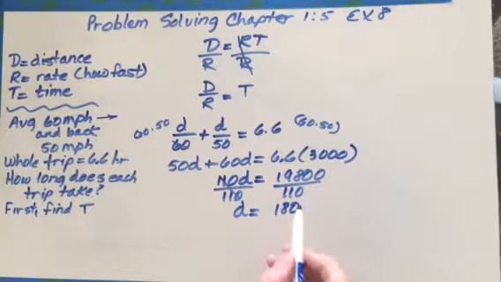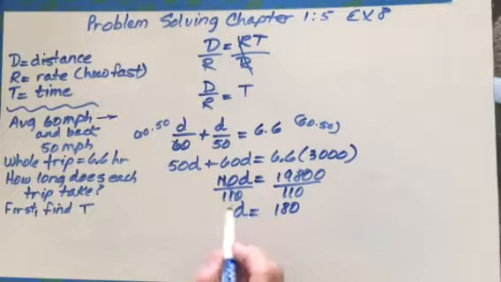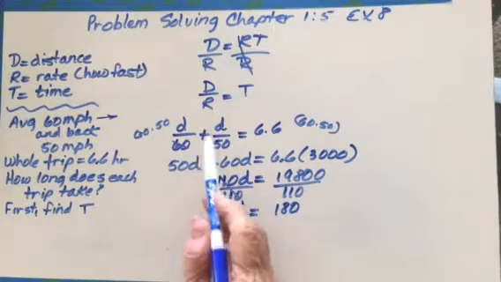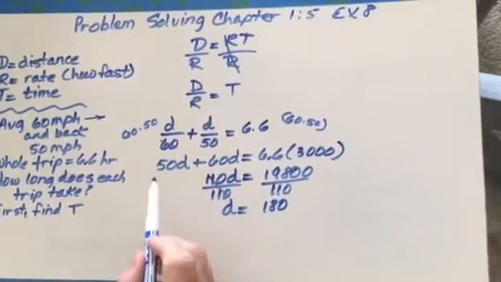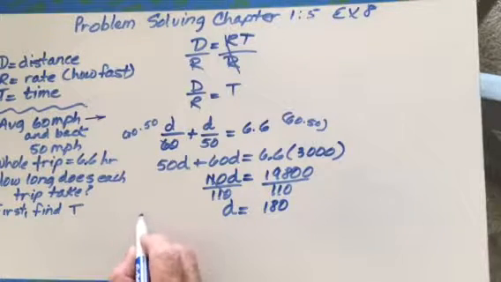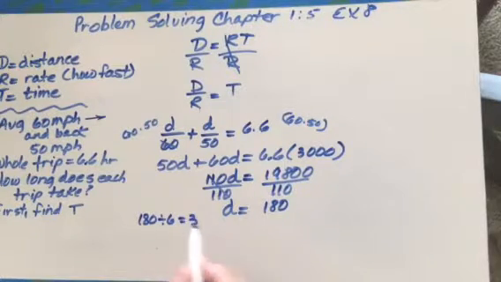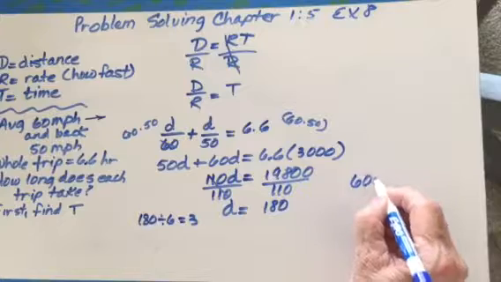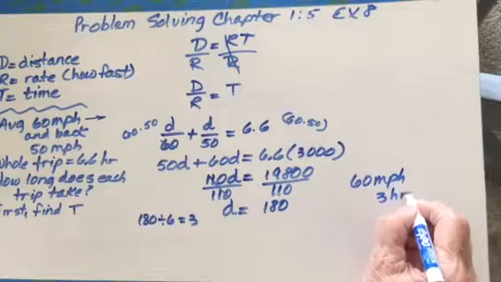Now, we know then that the distance is 180, and the distance over 60 and the distance over 50 will give us each time. We know that on the way out, he was driving 60 miles an hour, right? So for 60 miles an hour, I'll divide 180 by 60, and that will be 3 hours. So when he went 60 miles per hour on the way out, it took him 3 hours to get there.